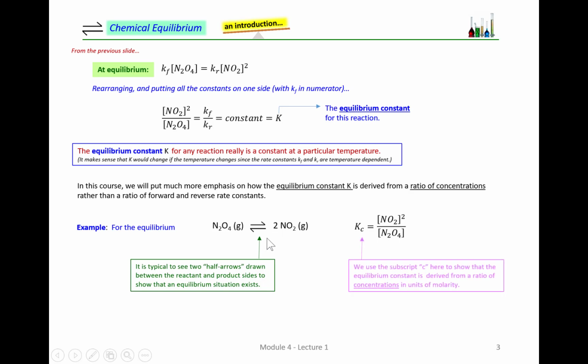Now you notice I added a subscript C to the equilibrium constant here, and we're doing that just to clarify the fact that the equilibrium constant is expressed as a ratio of concentrations, the C coming from concentrations, in units of molarity.